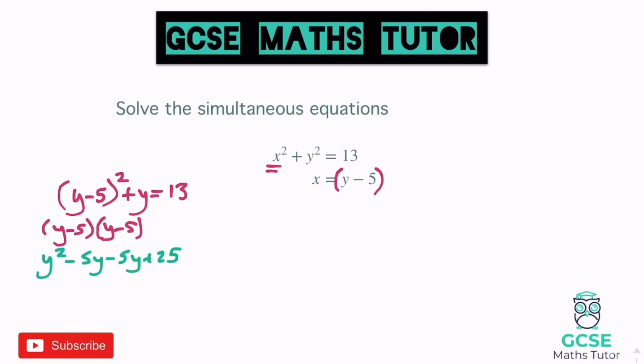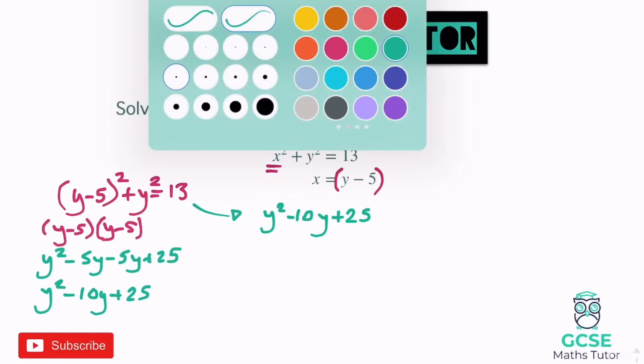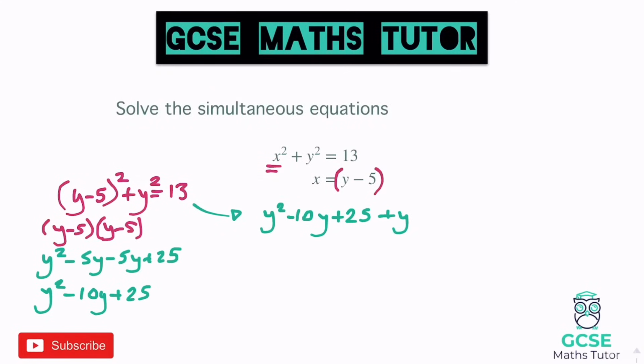If we simplify this, we get y squared minus 5y makes negative 10y, and then plus 25. So if I rewrite this equation here, rather than the y minus 5 squared, I'm going to write that expanded version. So we get y squared minus 10y plus 25, and then we've got the plus, I've not actually written y squared there, let's fix that. I should say y squared there, plus that y squared, and that equals 13.